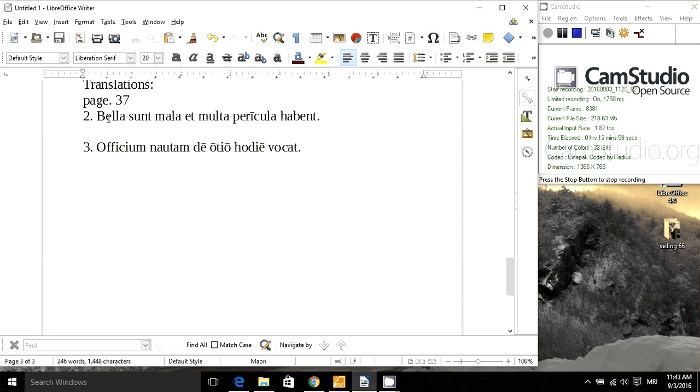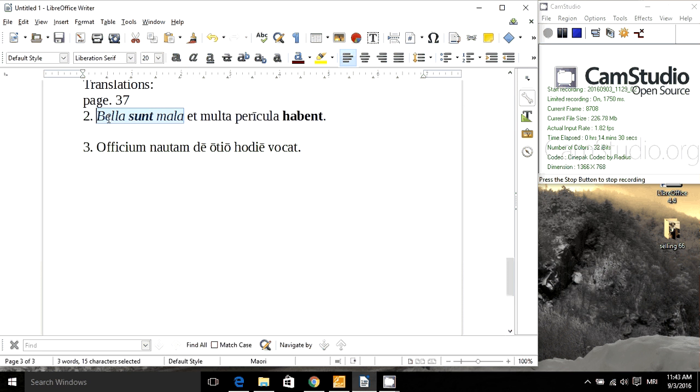Bella sunt mala et multa pericula habent. Now, so our first step is to find the verb. So what I notice is that this sentence actually has 2 verbs. We're working with 2 clauses. How do I know these words are verbs? Because I've memorized sum, es, est, sumus, estis, sunt, and I've memorized my endings, so I know that an ent ending is a verb. So we'll take half of the sentence first.